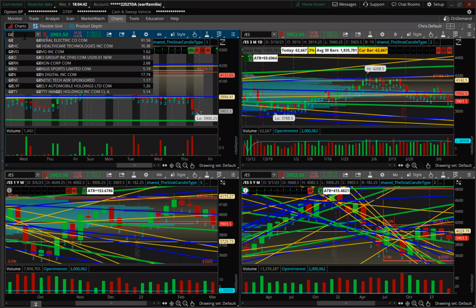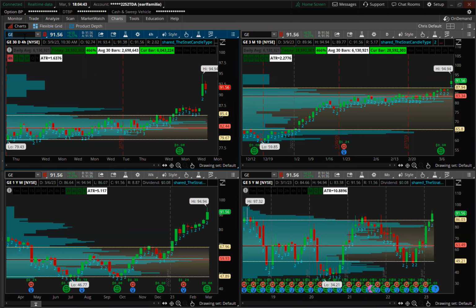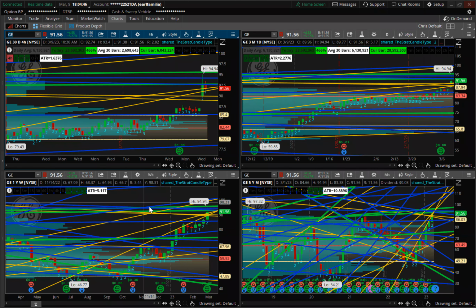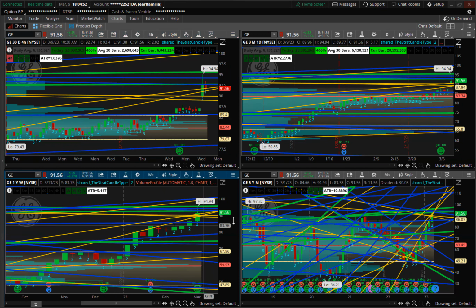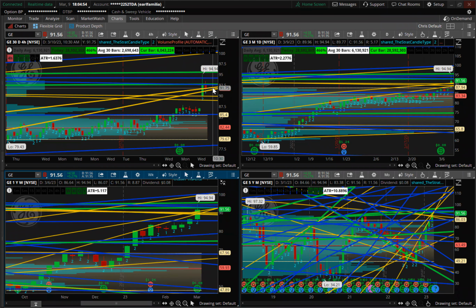Let's take a look here. We're gonna take a look at GE. This was something I got alerted about a week ago. So that one did pretty good. It looks like it reached target. Actually pushed up to the upper target, which was right here, like 95 bucks. We just hit just below that.